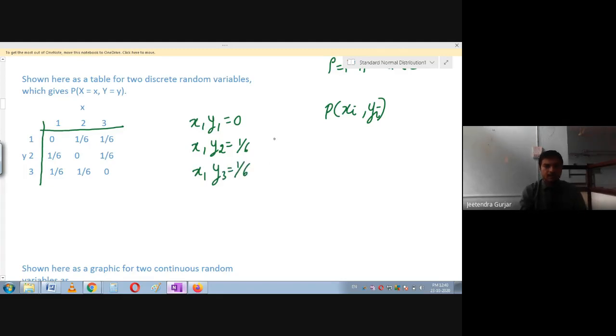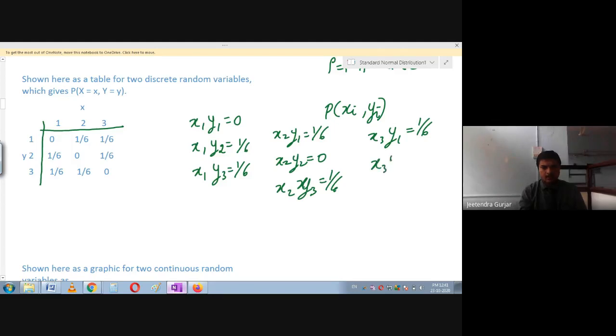Then we'll continue this: x2, y1 is nothing but 1 upon 6. x2, y2 is 0 and x2, y3 is 1 upon 6. Same as the table, x3, y1 is 1 upon 6. In the table you can see x3, y2 is 1 upon 6. Similarly, x3, y3 is 0, as there in the table. So just please remember this.